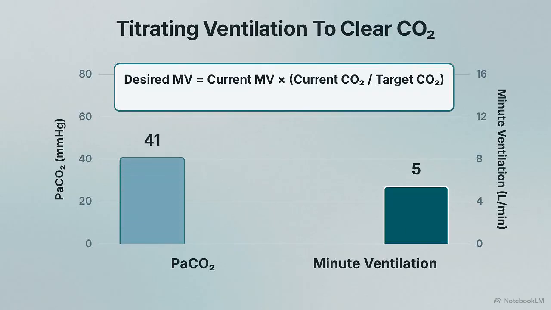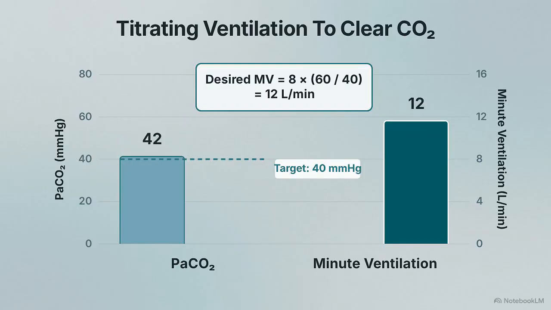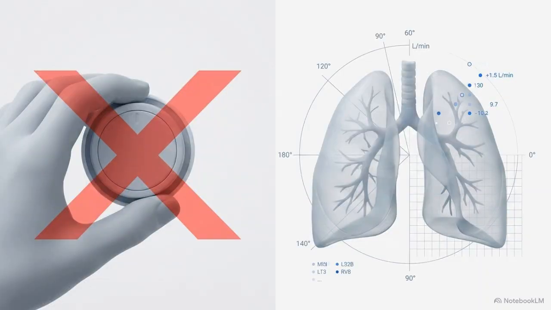Let's look at an active scenario. If your patient is moving 8 liters per minute with a dangerously high CO2 of 60, and you want to bring that down to 40, how much air do you need to move? Plugging in those values gives us a target of 12 liters per minute. To hit our goal, we need a 50% increase in total minute ventilation, achieved first by raising the rate, then the tidal volume. Using this math grounds your bedside decisions. You stop turning knobs based on intuition and start engineering a specific physiological outcome.